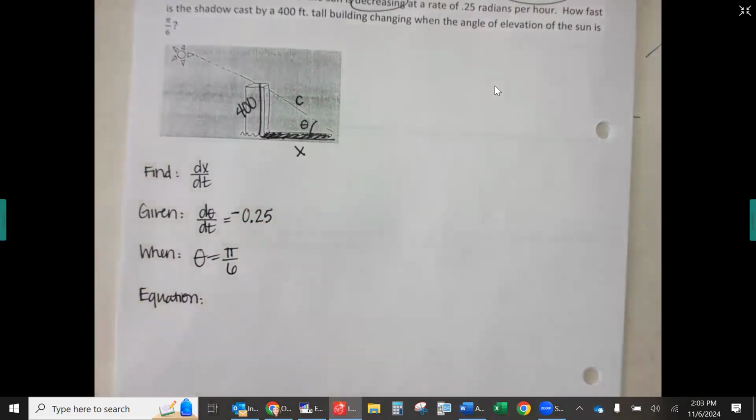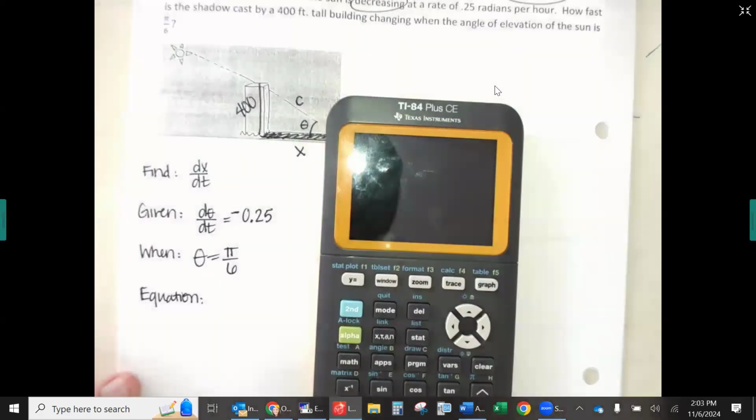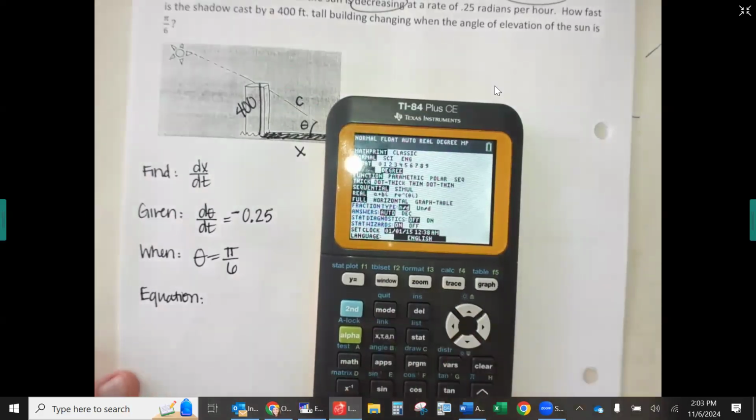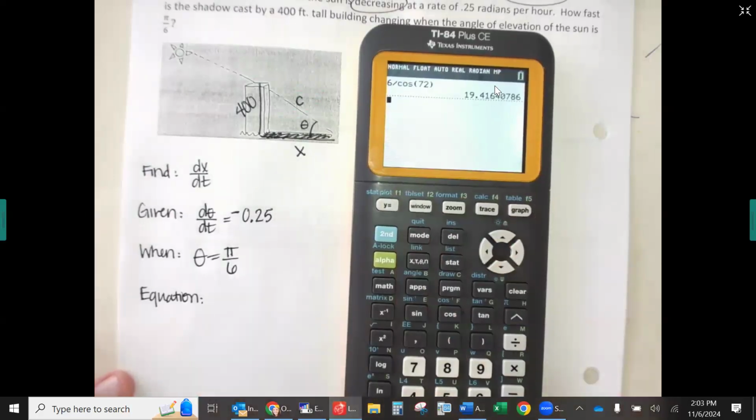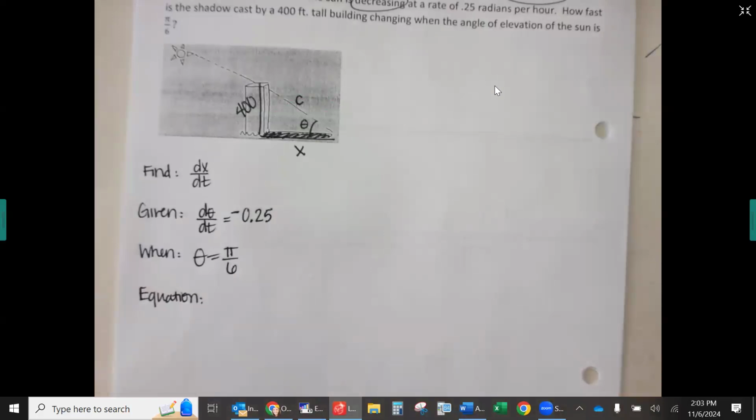Now, before we continue with the question, put your calculator back into radian mode. Nine times out of ten on the AP, you're going to be doing radians, not degrees. So you're going to hit mode here and then just go down to radians. Okay, so look at your equation or your picture. Do I want SOH, CAH, or TOA? If this is my theta, I always want a fixed constant, and I'm trying to find dx dt. TOA is correct.